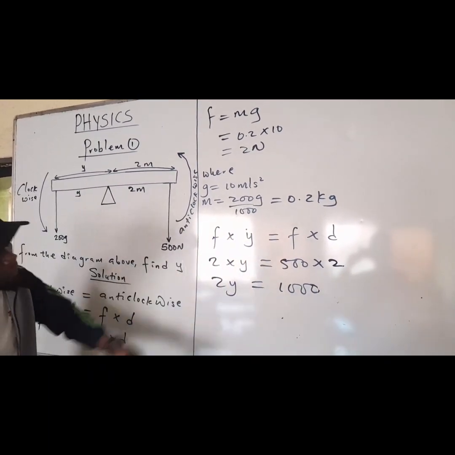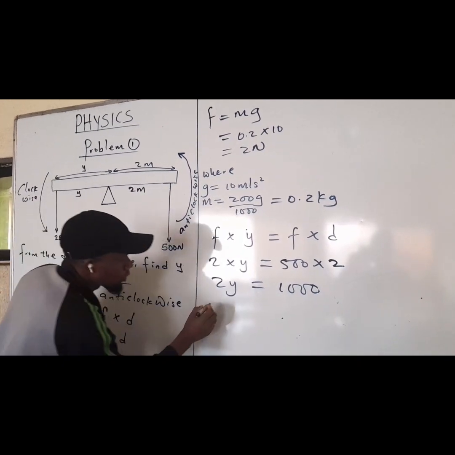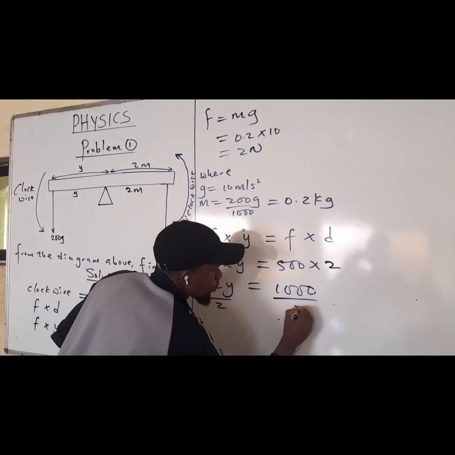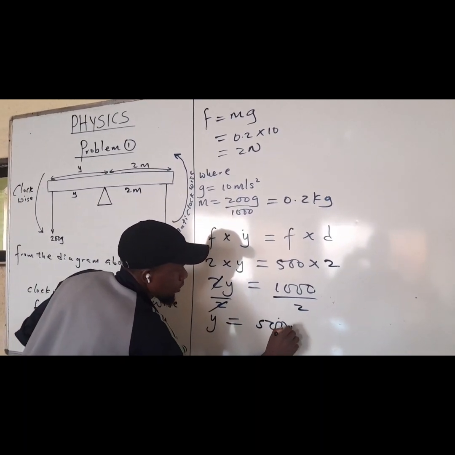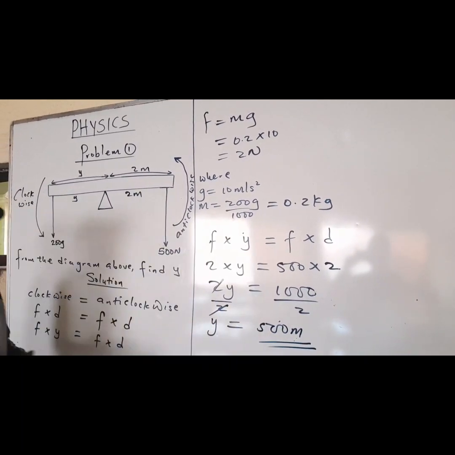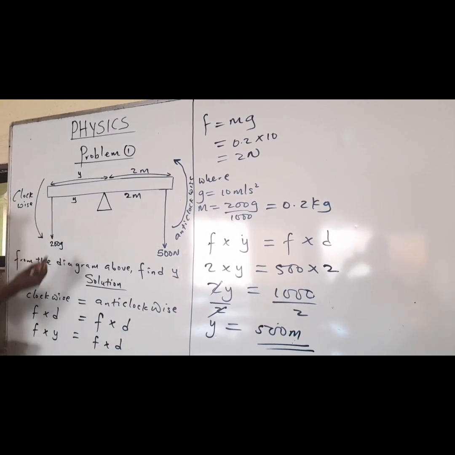So I'm looking for my Y. If I divide by the coefficient of Y, which is 2, 2 goes into 2, 2 goes into 1000. My Y is equal to 500 meters. So this is the answer to this particular problem on the board.